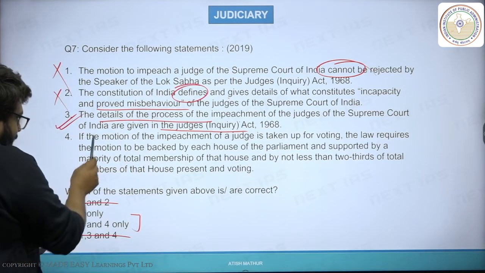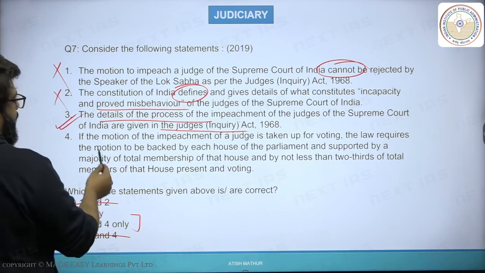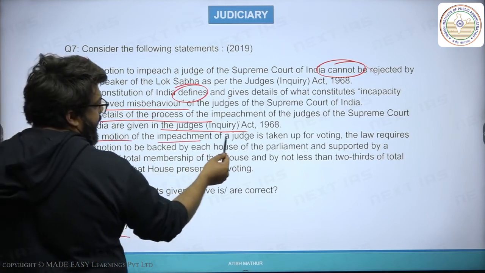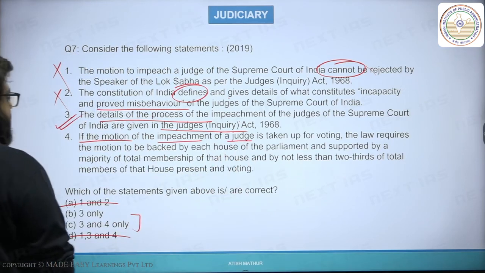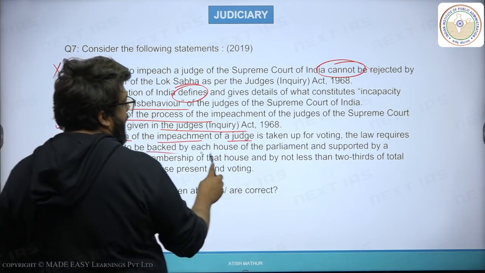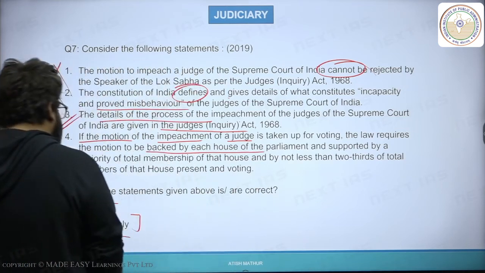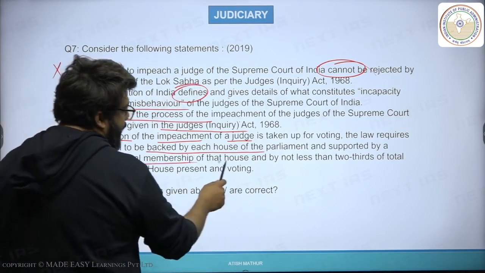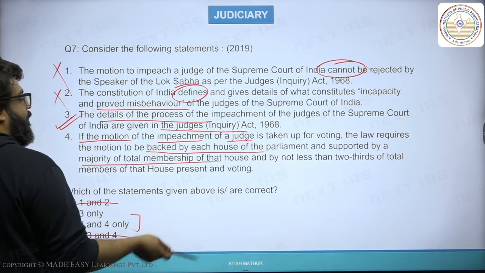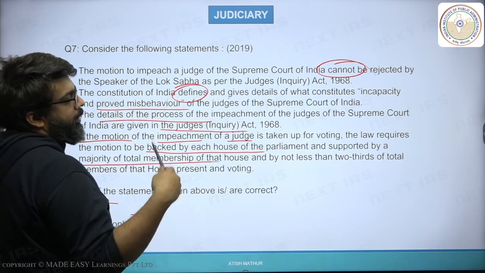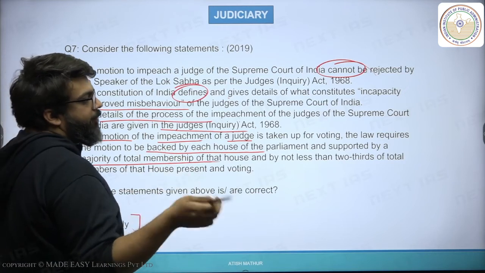अब देखो, बिकॉज सेकेंड इज ऑलरेडी एलिमिनेटेड. If the motion of the impeachment of a judge is taken up for voting, the law requires the motion to be backed by each house of the parliament and supported by a majority of the total membership and not less than 2/3 of the members present and voting. मतलब more than 2/3 in such a way it is more than half of the total strength.